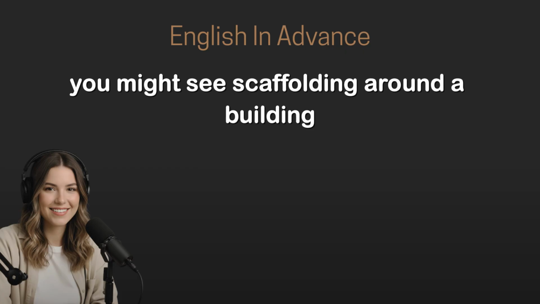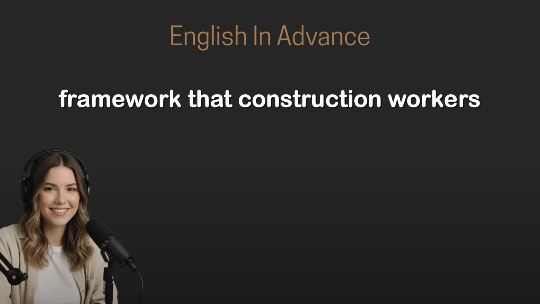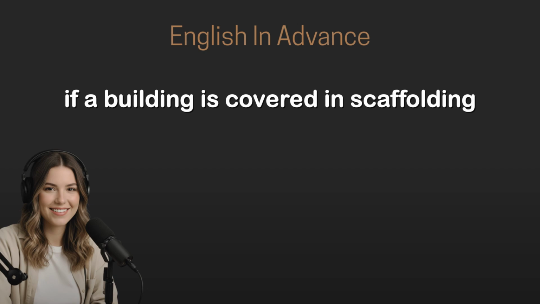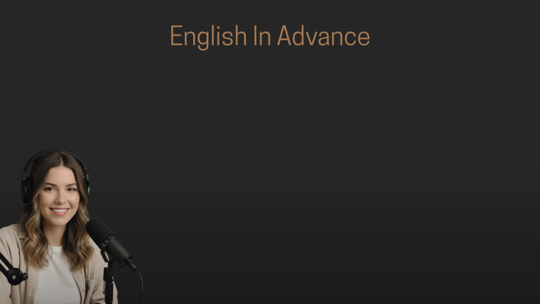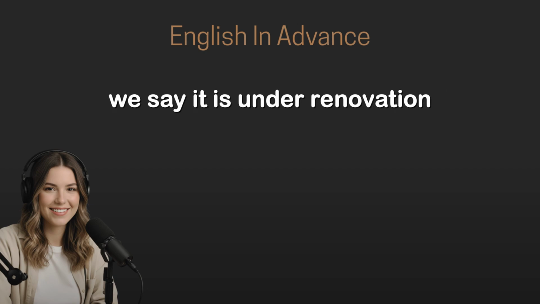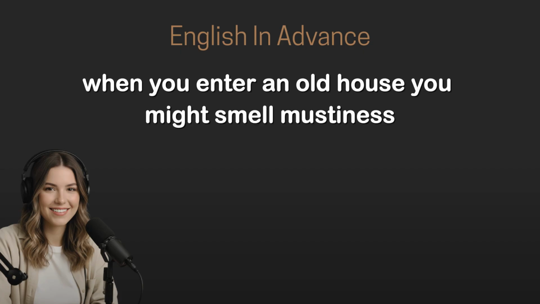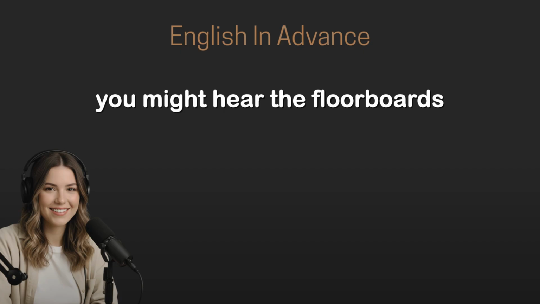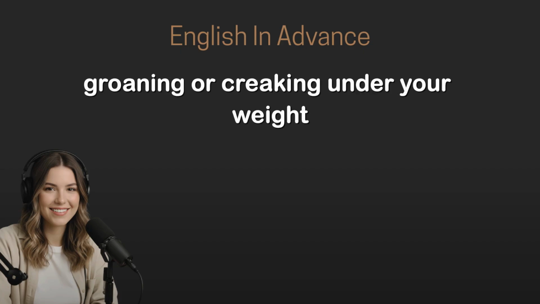You might see scaffolding around a building. Scaffolding is the metal framework that construction workers stand on to reach high places. If a building is covered in scaffolding, we say it is under renovation. When you enter an old house, you might smell mustiness. Musty is that smell of old paper, damp wood, and dust. You might hear the floorboards groaning or creaking under your weight.